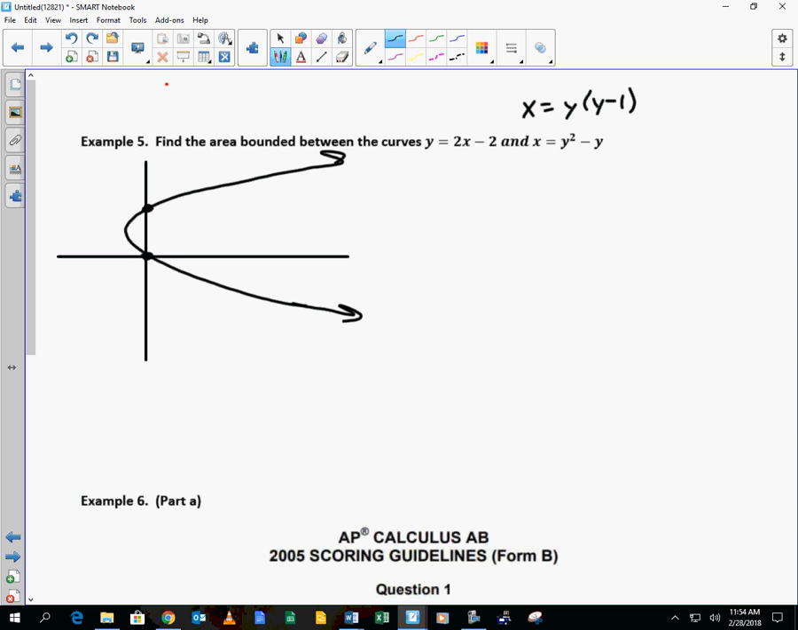Then I have y equals 2x minus 2. You all know what 2x minus 2 looks like. That's a line with a slope of 2 that starts down here at negative 2, excuse me. So that's what we get.